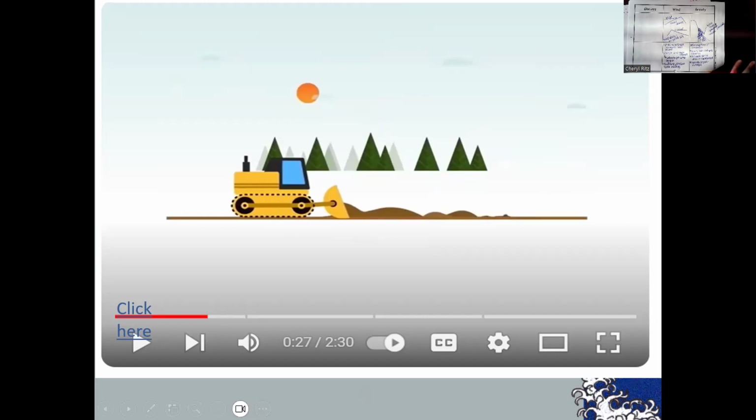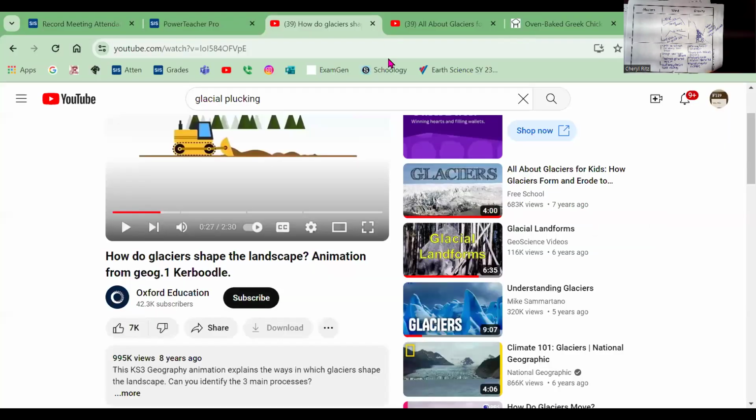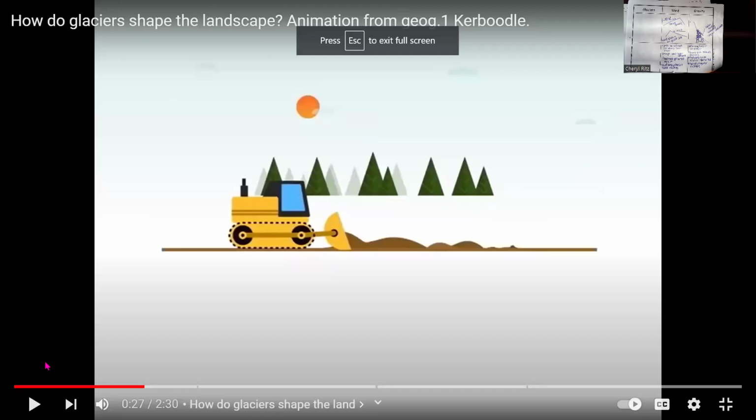So I do have a video kind of showing how a glacier acts like a bulldozer and picks up and moves sediments. So we're gonna go to, is this it? I think it's this one. Oh, one more time. So I skipped ahead and we're just gonna watch it from where the bulldozer part is.